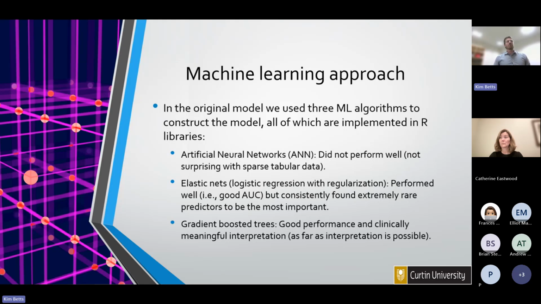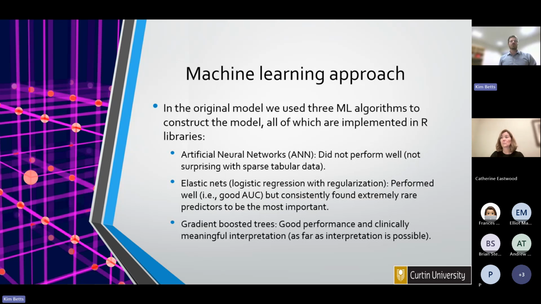So we used fairly standard machine learning approaches in the original model. Now I'm talking about the original 2023 model. We used artificial neural networks, which didn't perform well. Based on my experience and knowledge in this area, that wasn't surprising, as ANNs don't work very well with incredibly sparse tabular data. We used elastic nets, which in our case was a logistic regression with regularization. It performed pretty well, but the surgeons were not happy with the risk factors that it was spitting out as most important, because they were consistently extremely rare conditions.